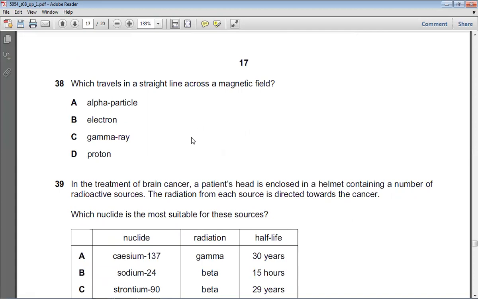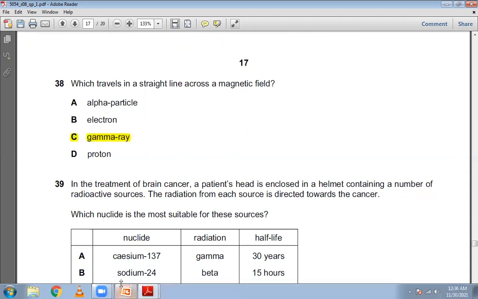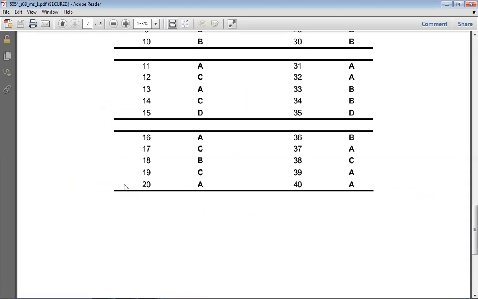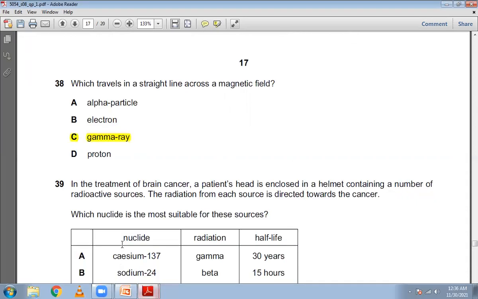Which travels in a straight line across a magnetic field? So, you know, alpha particles and beta particles are charged particles. So the magnetic field has an effect on them. But the gamma rays, which are electromagnetic in nature, the magnetic field has no effect on them. So gamma rays travel in a straight line across a magnetic field. Question number 38, C is the option, sir. Yeah. Question number 38, C is the right option.